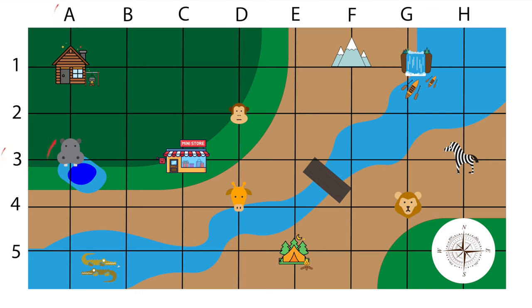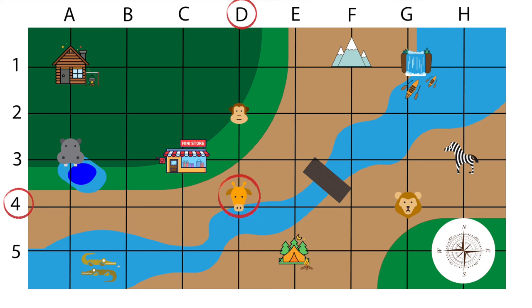Next, we want to go to the area where there's a large herd of giraffes. Do you see the giraffe area on the map? It's at coordinate 4D. So we're currently at the hippo hole at 3A. How do we get to the giraffe area 4D from here? Why don't you check the compass rose for help with directions? Right, we have to go south and then east. Did you find it? Here it is, 4D.